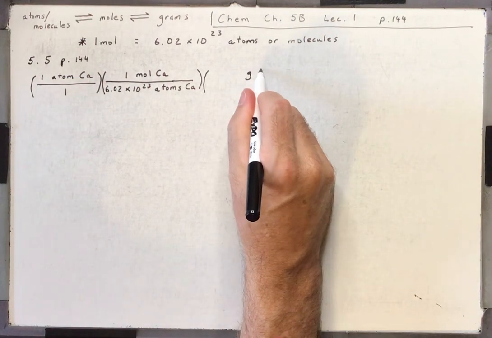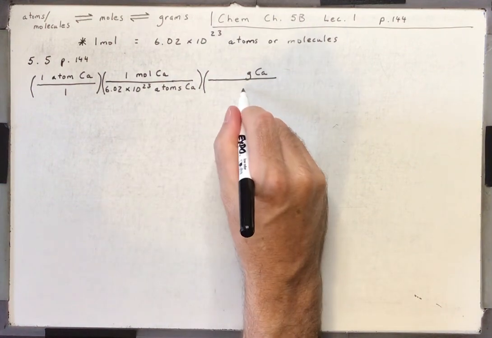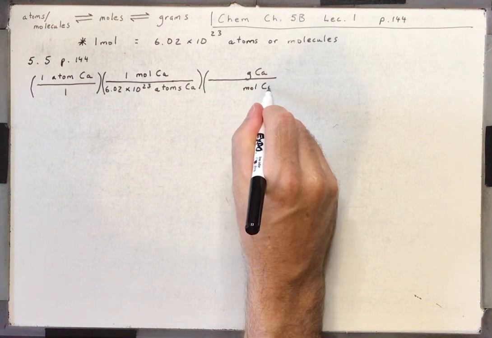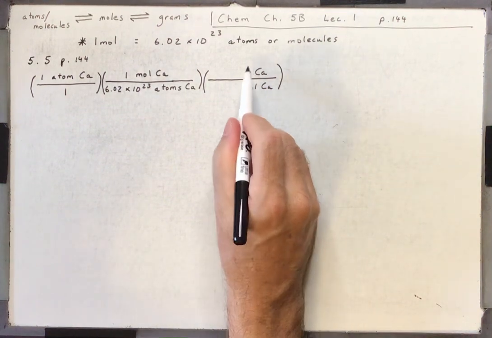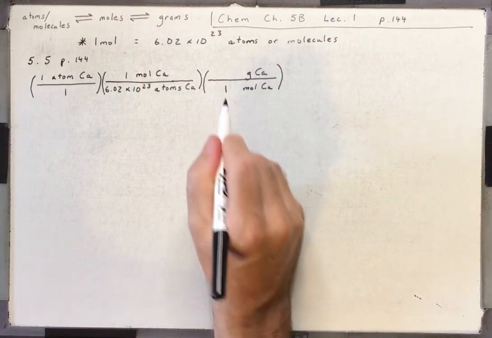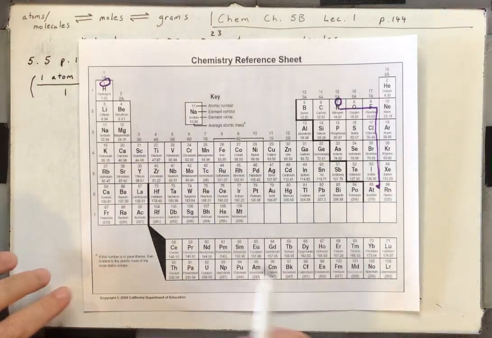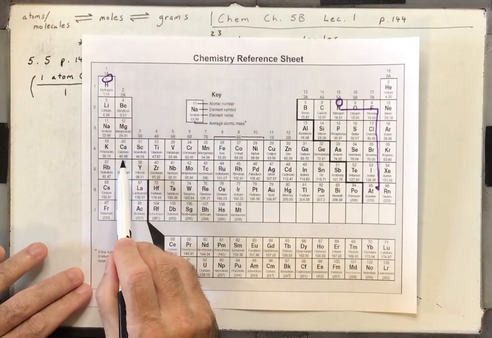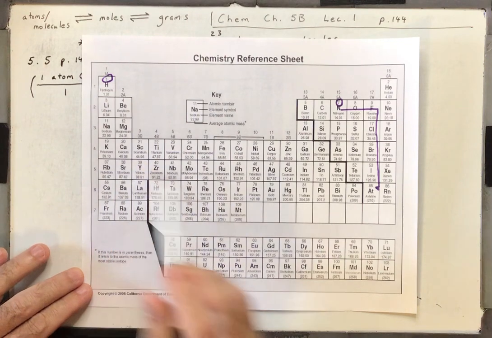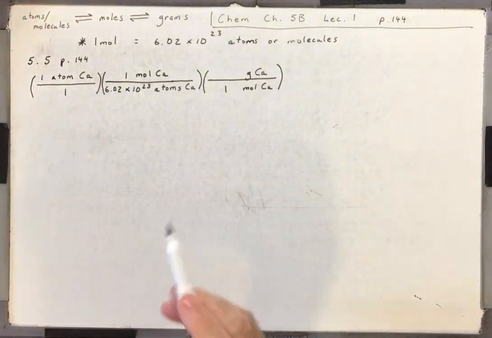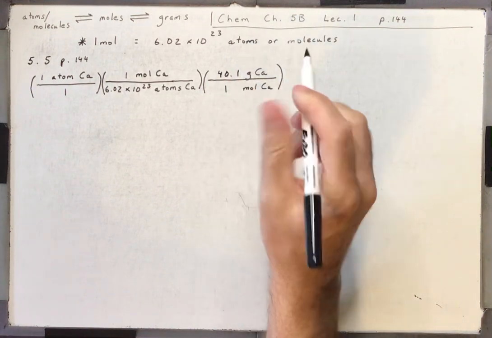So we have grams of calcium on top. We want to cancel out moles of calcium. If it's moles and some other unit, the 1 always goes by the mole. And you get the number of grams in a mole for calcium from the periodic table. We're going to round to the nearest tenth, that's what the periodic table in your book does. So 40.1. That comes from the periodic table.